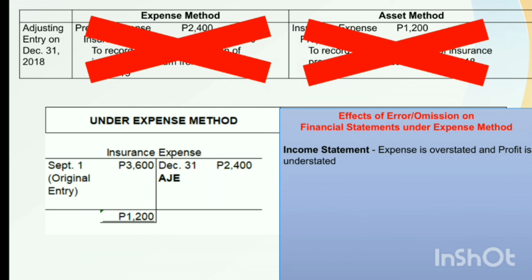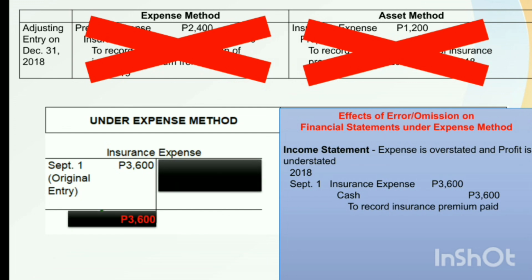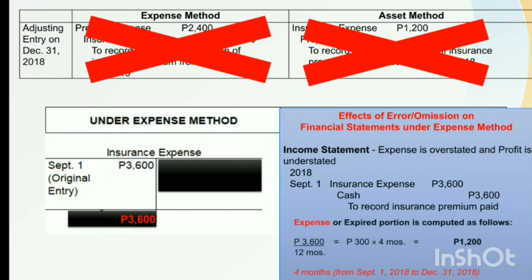So let's take a look at the original entry we made on September 1, 2018. So we have debit to insurance expense 3,600 pesos and then credit to cash 3,600 pesos. Okay, so if there is no adjusting entry, therefore, the insurance expense balance at the end of the accounting period will remain at 3,600 pesos. Based on our computation, the correct amount of insurance expense is only 1,200 pesos. So kung walang adjusting entry na gagawin, mananatiling 3,600 pesos yung magiging insurance expense, which is mas malaki kaysa actual na insurance expense. And that's what makes the expenses overstated.